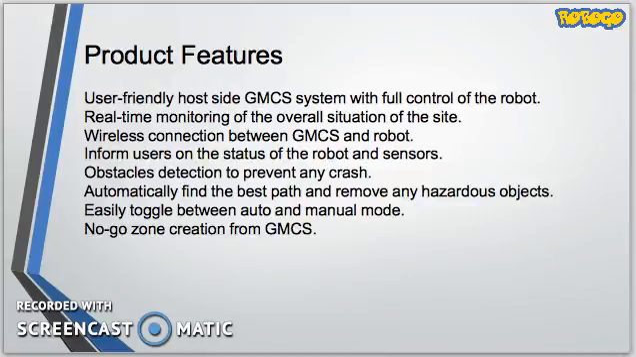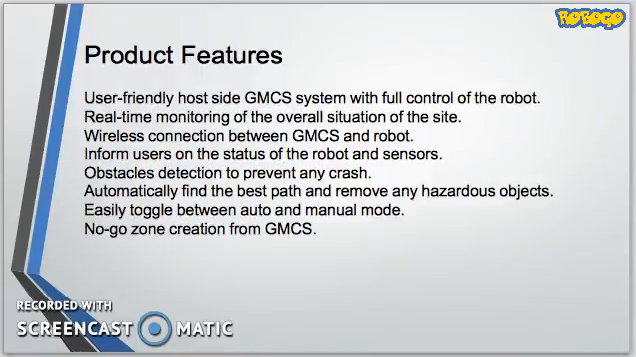Here is the list of product features. The first one is a user-friendly host site. From the host side, there is a user-friendly GMCS system with which we can control the robot remotely. Second is real-time monitoring of the overall situation of the site. And third is wireless connection between the host site GMCS system and the robot. And also from the system, we can inform the user on the status of the robot and the sensors.